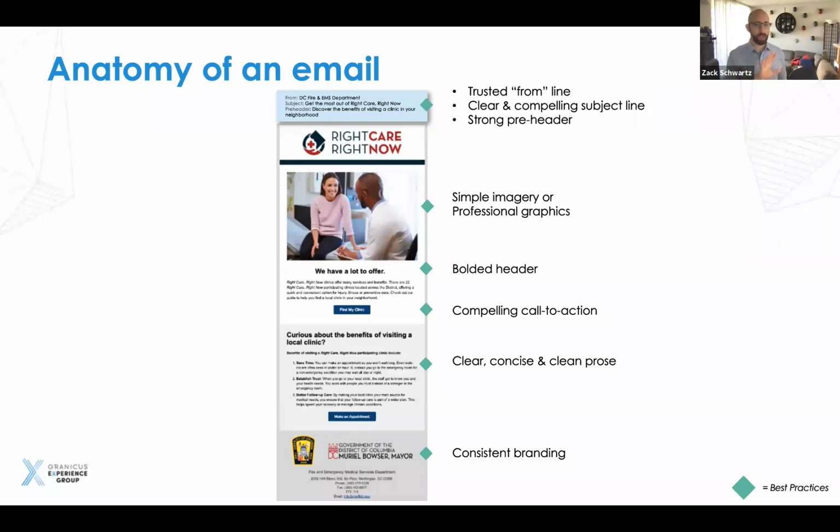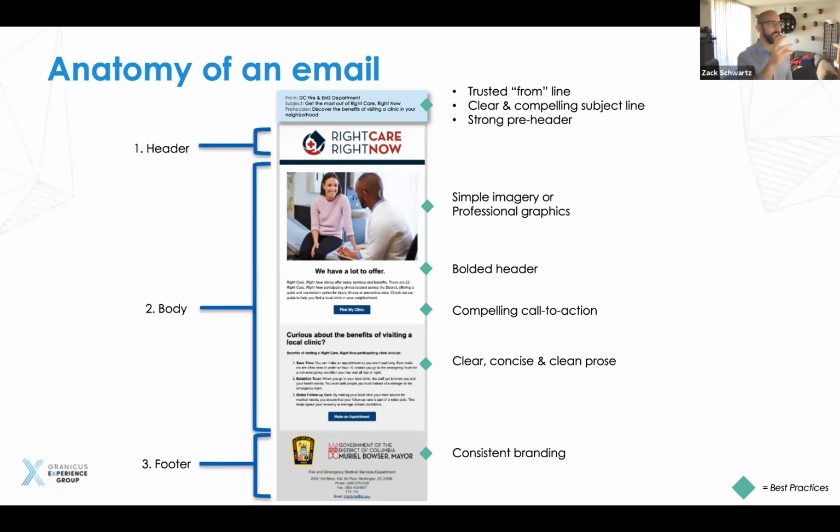So first we have the from line here, and then a subject and a pre-header up top, and then the header, body, and footer of the email below all that.